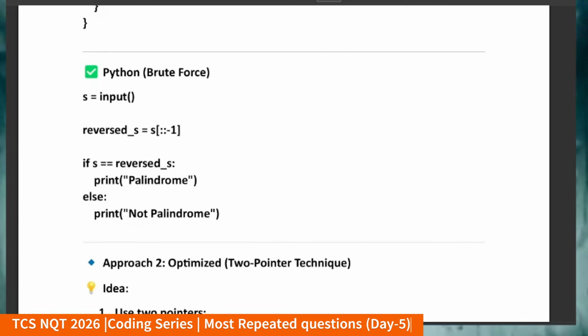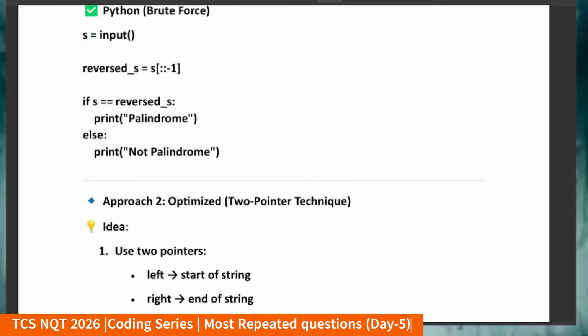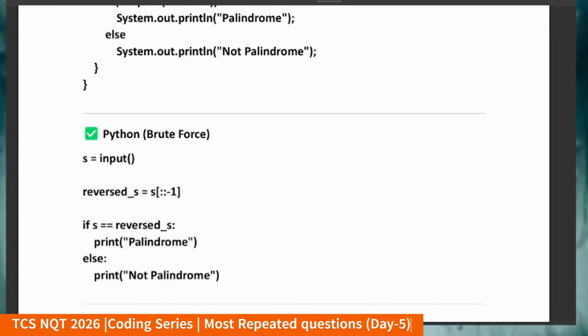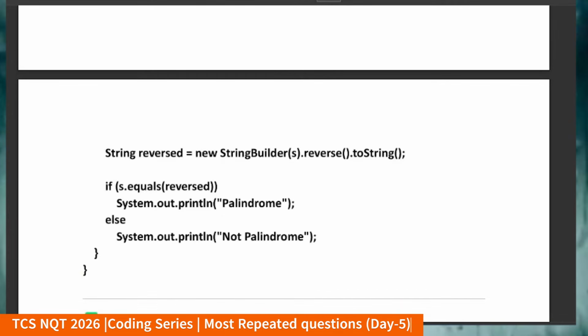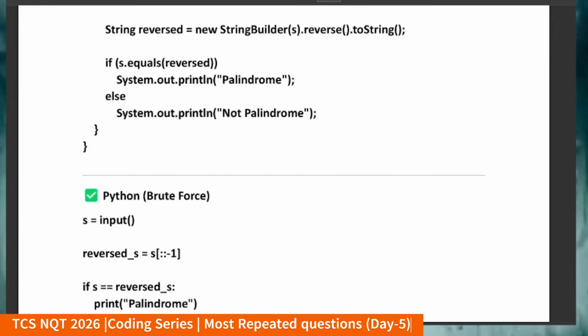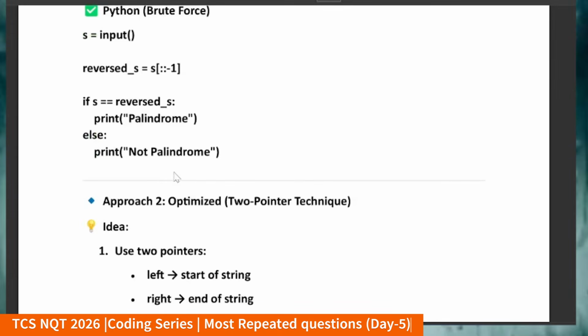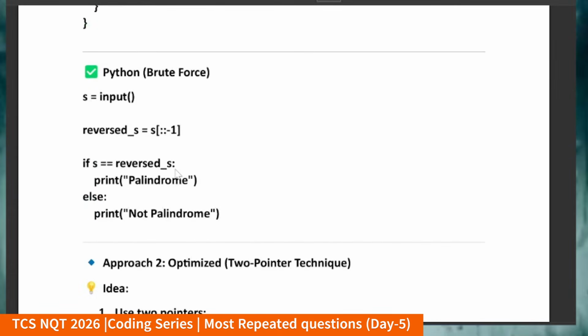Now let me come to the optimized solution. That is a very important part, because in most cases when you see an easy question, you have to write the optimized solution. It might give the TLE in your NQT exam, so you should have an idea about the optimized solution too. So can you comment what will be the optimized approach?